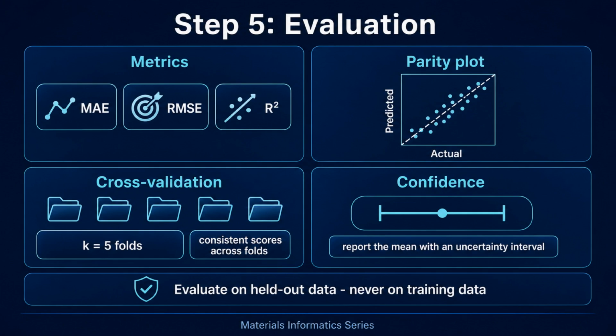Predict on the test set and calculate metrics. MAE tells you the average prediction error in physical units. RMSE penalizes large errors more heavily. R² indicates the fraction of variance explained. Create a parity plot of predicted versus actual values. Analyze residuals to identify systematic errors.